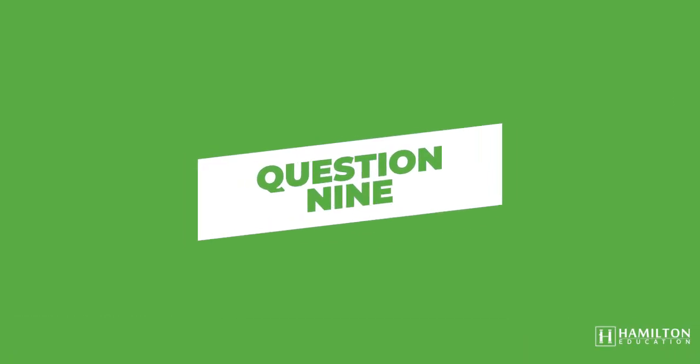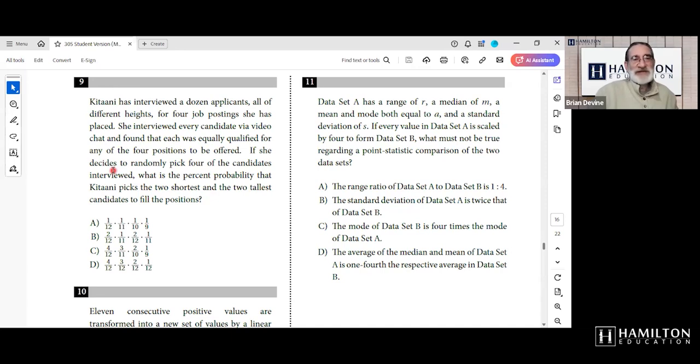Question 9. Katani has interviewed a dozen applicants, all different heights, for 4 job positions. She interviewed every candidate via video chat and found that each was equally qualified for any of the 4 positions to be offered. And she decides to just randomly pick 4 of the candidates she interviewed.